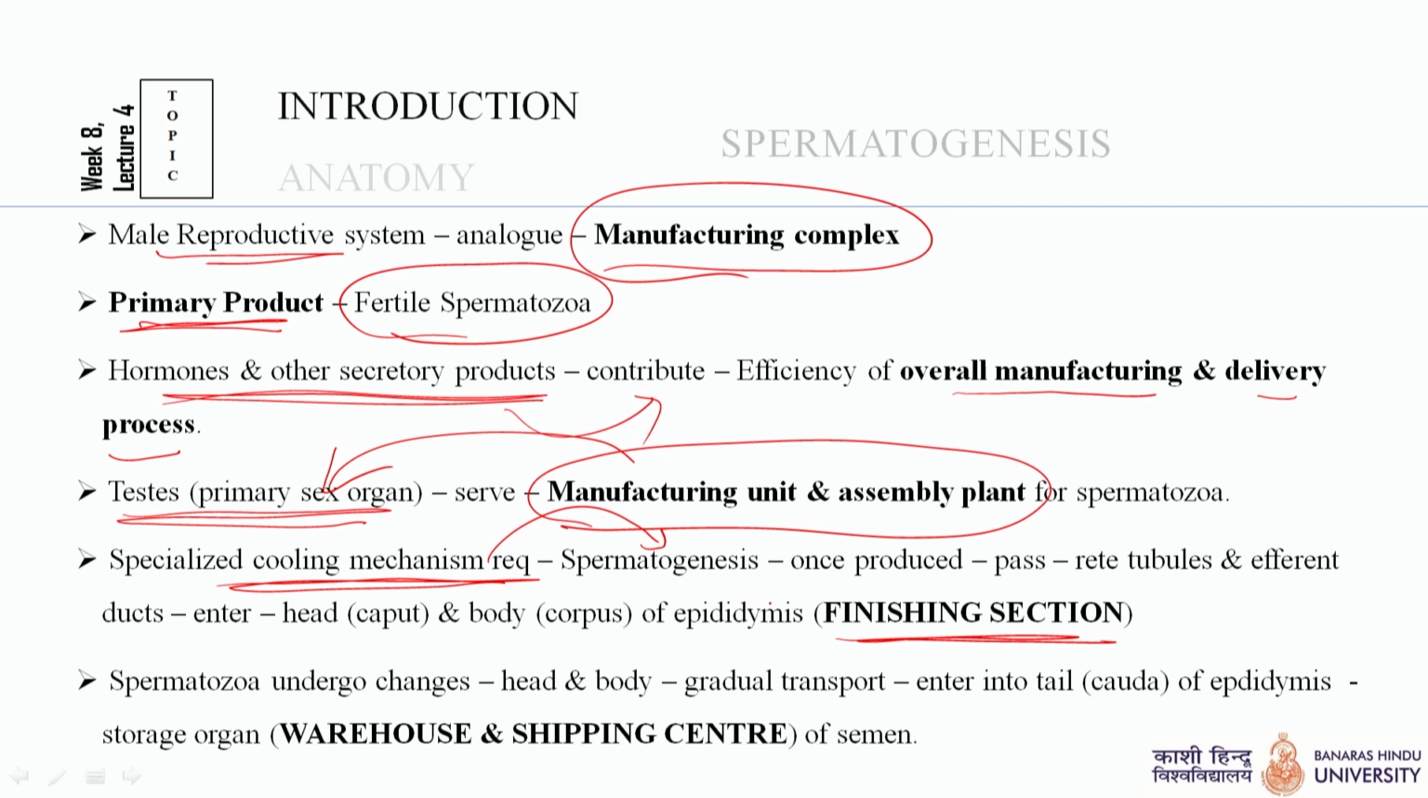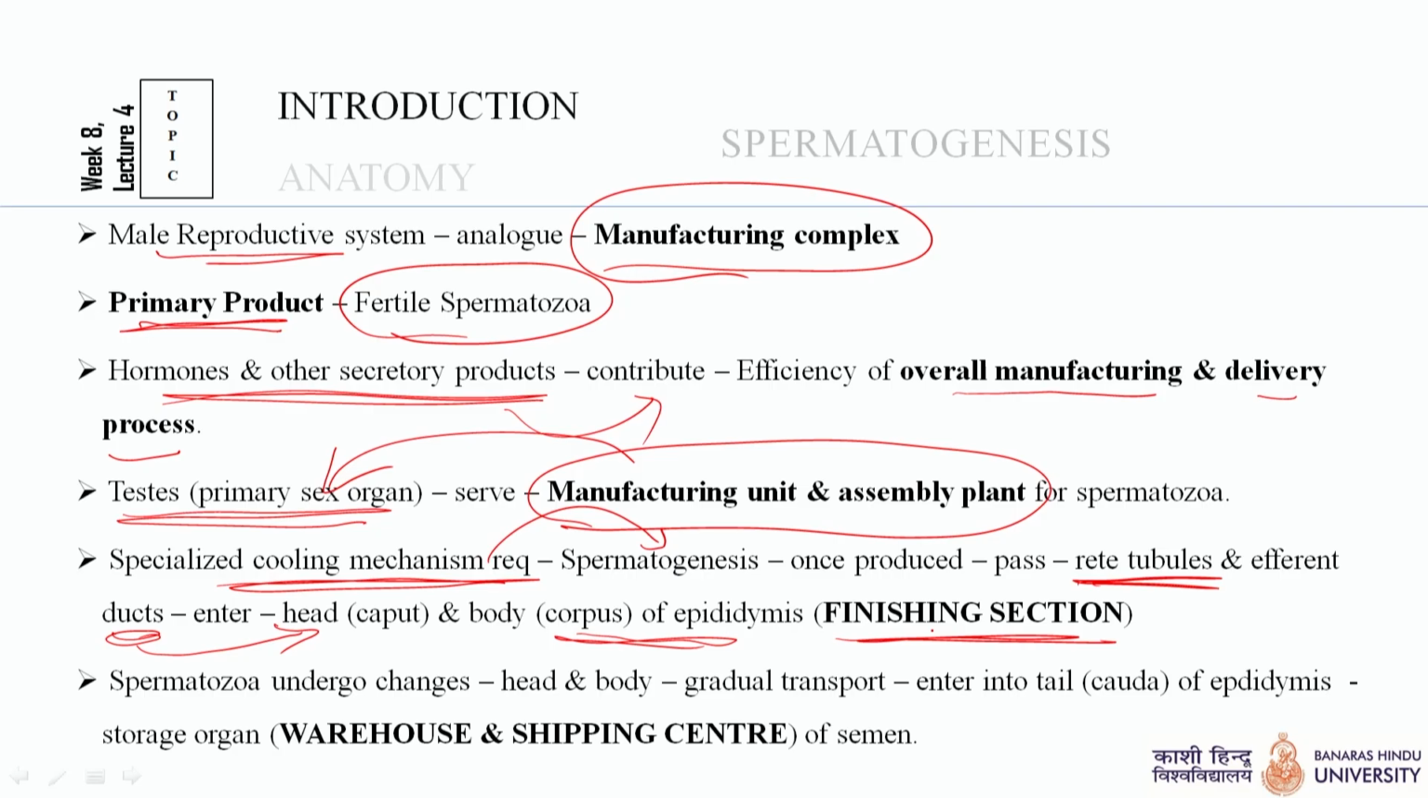Once the spermatozoa is formed, it will pass to the rete tubules and then reach the efferent ducts, from where it enters the head part of the epididymis. From there it will move to the body, that is the corpus of the epididymis. The finishing section for the spermatozoa, the primary product, is the epididymis. So first it will go to the head, and from the head it will go to the body. Now you know the epididymis has three parts: caput, corpus, and then cauda, that is the tail portion of the epididymis.